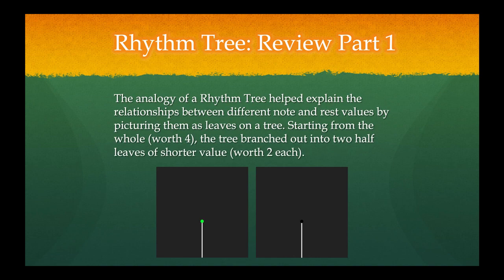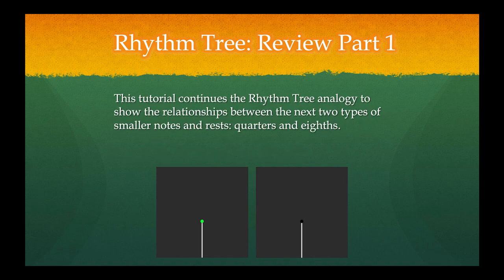The analogy of a rhythm tree helped explain the relationships between different note and rest values by picturing them as leaves on a tree. Starting from the whole, worth 4, the tree branched out into 2 half leaves of shorter value, worth 2 each. This tutorial continues the rhythm tree analogy to show the relationships between the next 2 types of smaller notes and rests, quarters and eighths.